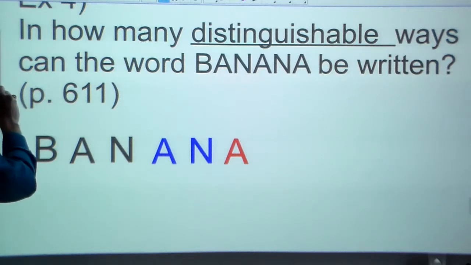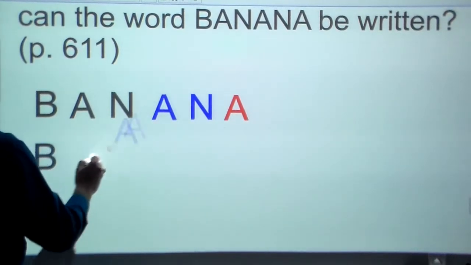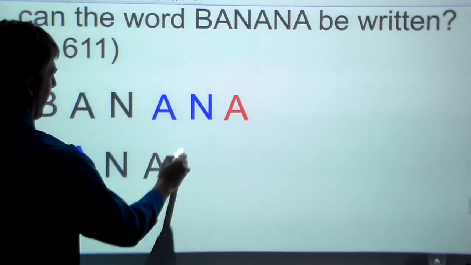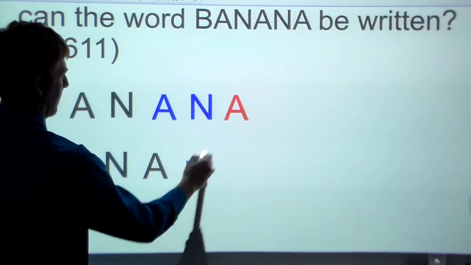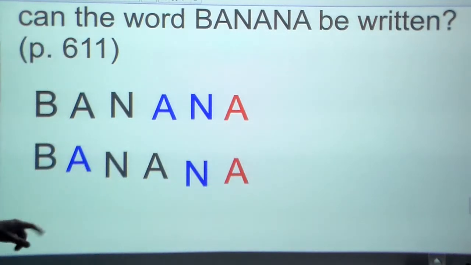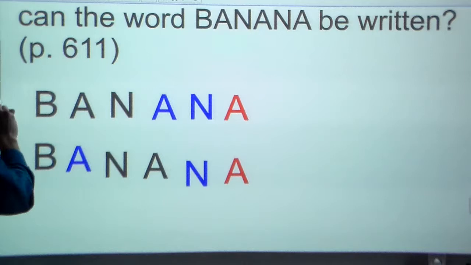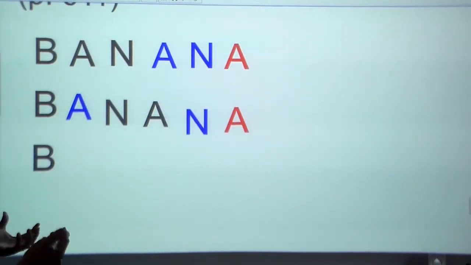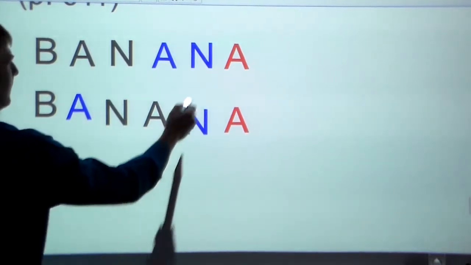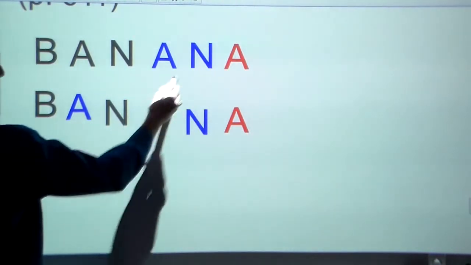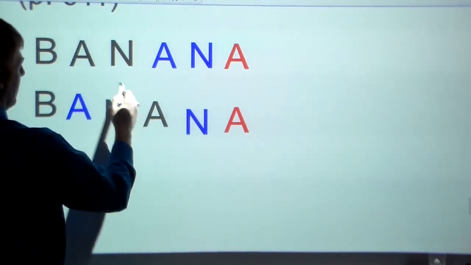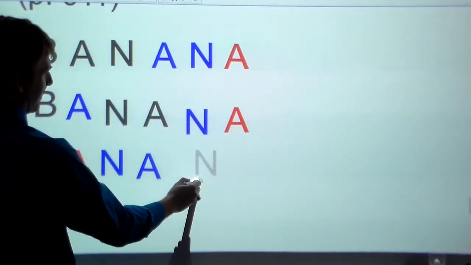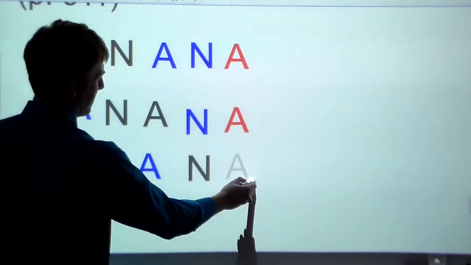So here's the word banana. If I take a blue A next, and then the black A, the blue N, and the red A. So all I changed was I switched these 2 A's around. And now, I mean, it's distinguishable. It's banana, but you can tell that I did something. And I can keep doing different ways of changing the letters around. And it's distinguishable because you can tell that I've switched some things around, but it's still the same word.